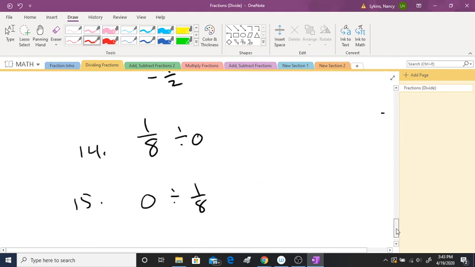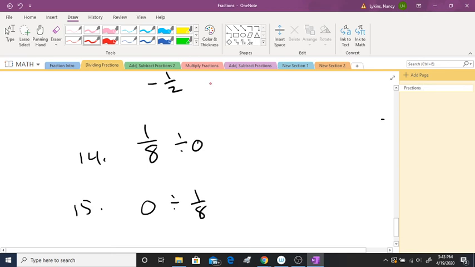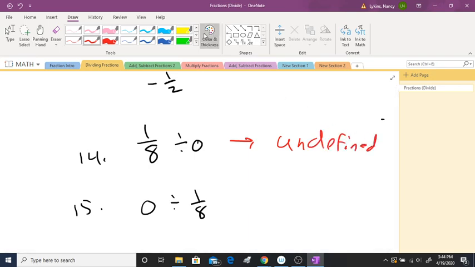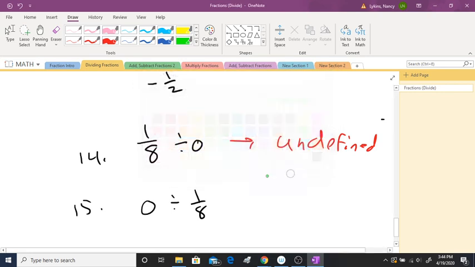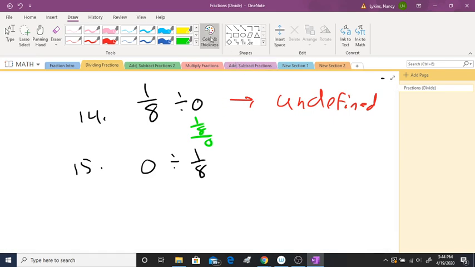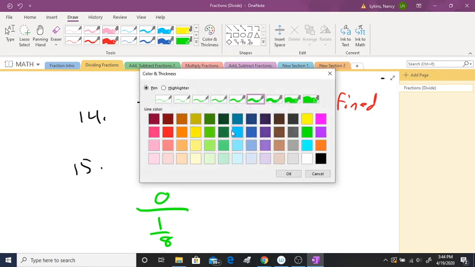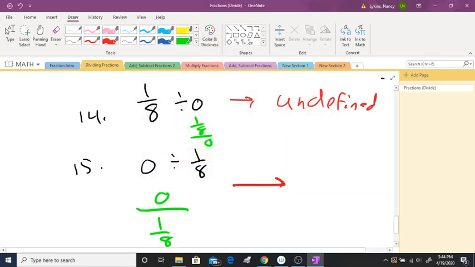Now, finally, I've got the zeros. This confuses a lot of people. Think about this for a second. Whatever you have divided by 0 makes no sense. This is what we call, you get an error if you put it on your calculator. Anytime you divide by 0, it's called undefined. Let me just go ahead and write this too. This could be written as 1/8 divided by 0. This can also be written as 0 over 1/8. Now in this case, this would be 0.